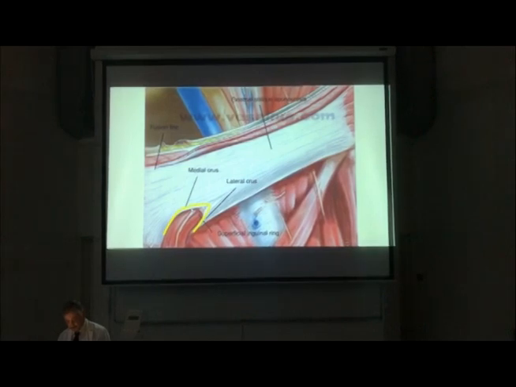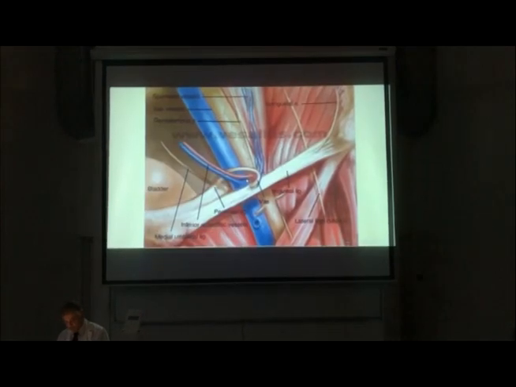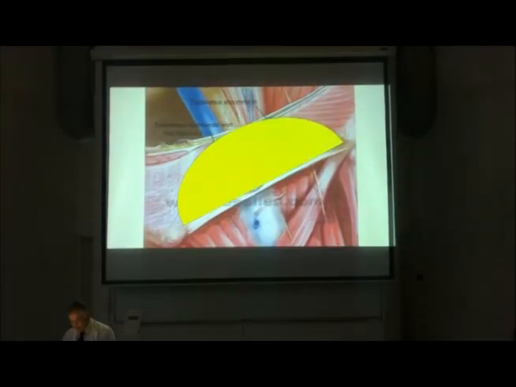The external opening has a lateral crus and a medial crus, triangular in shape. This is the inguinal ligament, the floor of the inguinal canal. If we come back to the external oblique aponeurosis, again, the anterior superior iliac spine and pubic tubercle comes down and turns to form the inguinal ligament. So this is the anterior wall of the inguinal canal, and this is the floor.